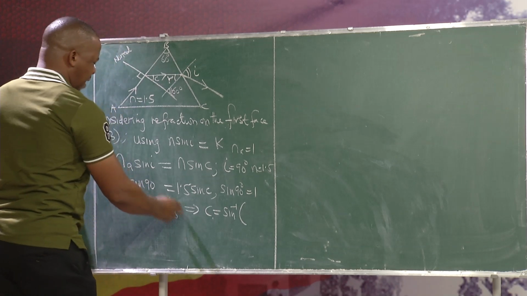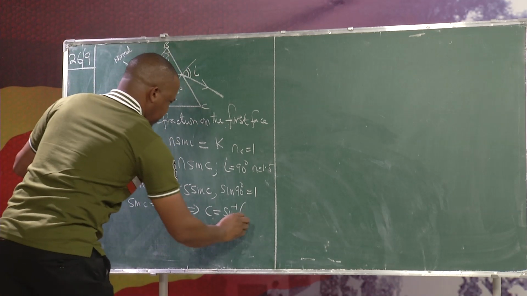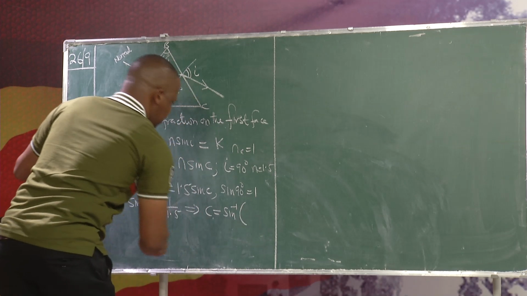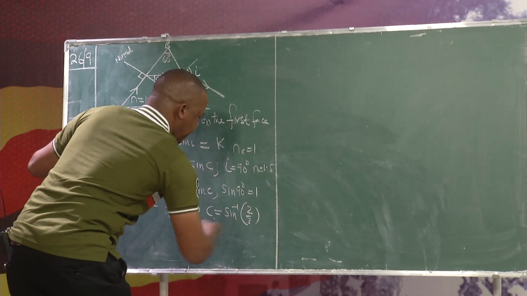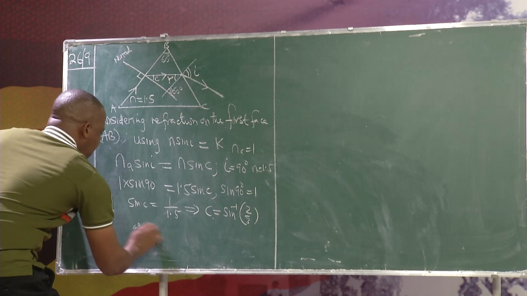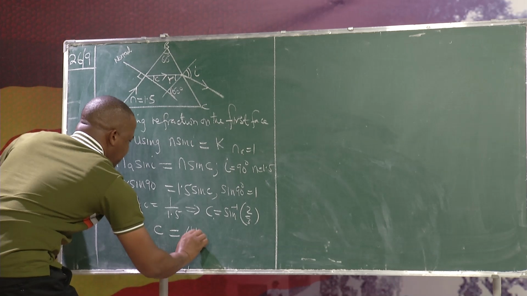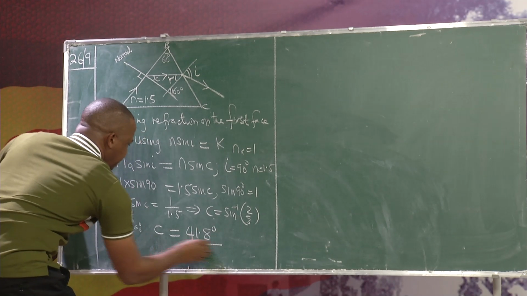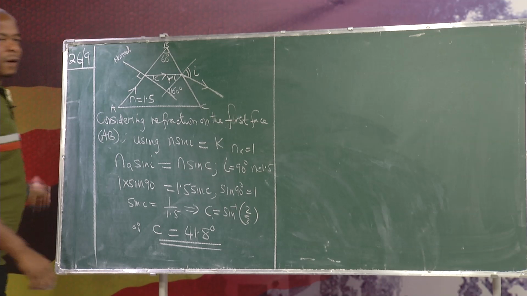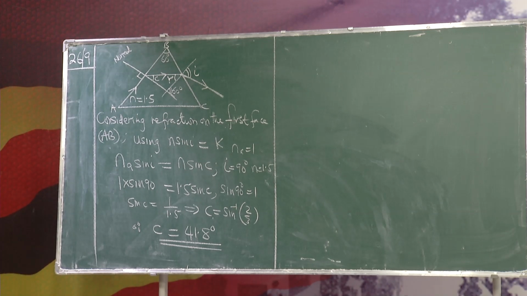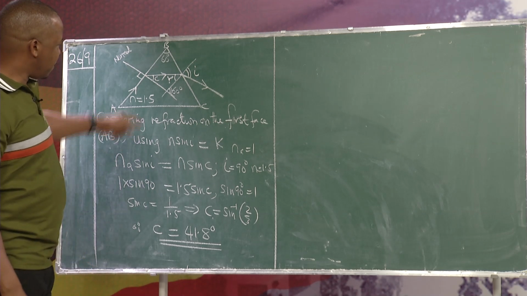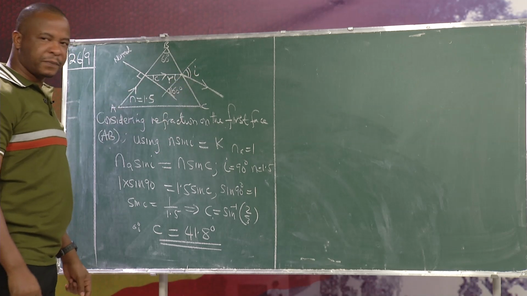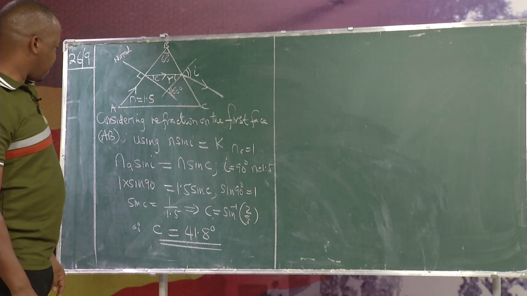This is the same as 0.6 recurring because this gives us 3/2, which is 2/3. And therefore, our C becomes approximately 41.8 degrees. Remember, our main aim is to find the value of the emerging angle I.